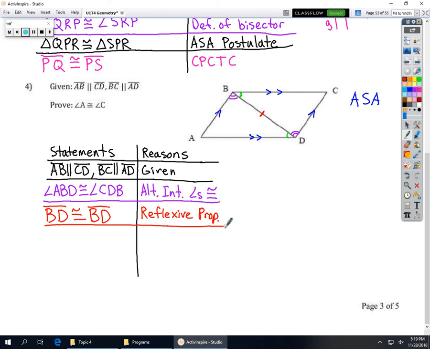Third one, I did that in green. Angle CDB is congruent to angle ADB. These are all very similar sounding letters. And they're congruent because of alternate interior angles. So, shorthanded again, alternate interior angles are congruent. So that's my angle, my side, my angle. This is now congruent because of ASA.